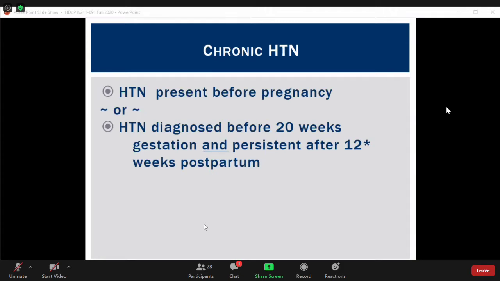If anything, the stress of pregnancy just kind of jump-started the process, but this patient was going to become a chronic hypertensive patient anyway. 12 weeks is starred there because some practitioners will use 15 weeks, but 12 weeks is pretty much the average. So basically, hypertension that starts early in the pregnancy and persists after the postpartum period is considered a chronic hypertensive patient.